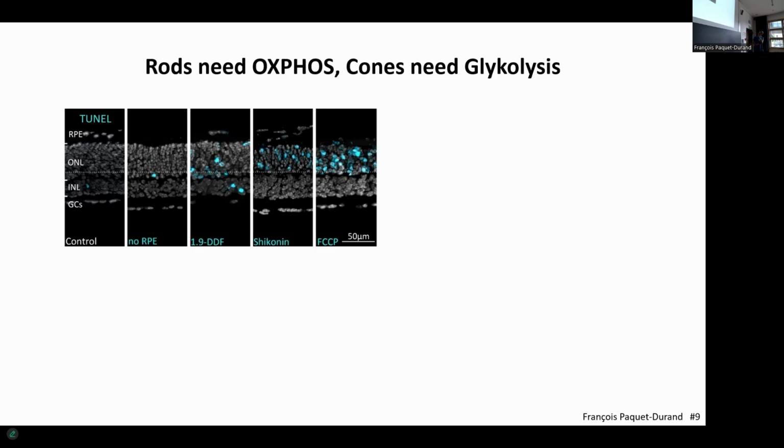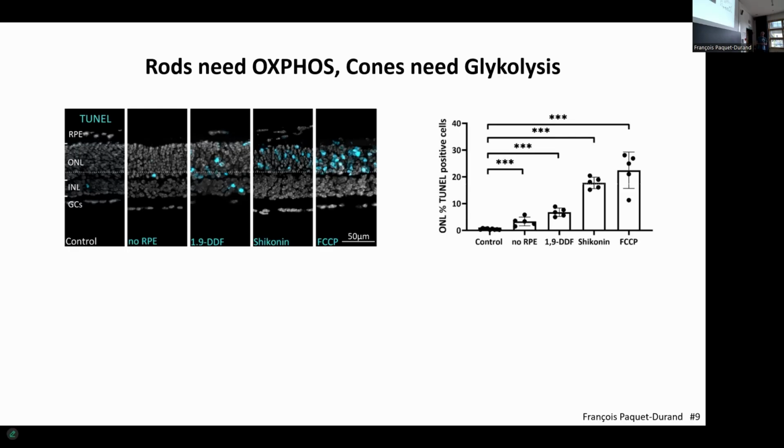What's interesting is that the cell death basically happens exclusively in the photoreceptors. The rest of the retina, where we have the second-order neurons in the inner nuclear layer, for instance, doesn't seem to care about this. So we can quantify the percentage of TUNEL-positive cells in the outer nuclear layer, the photoreceptor layer, ONL. Under control conditions, there's very little. When we have no RPE, more; with glucose transporter block, more cell death; shikonin, more; and FCCP is really a killer.